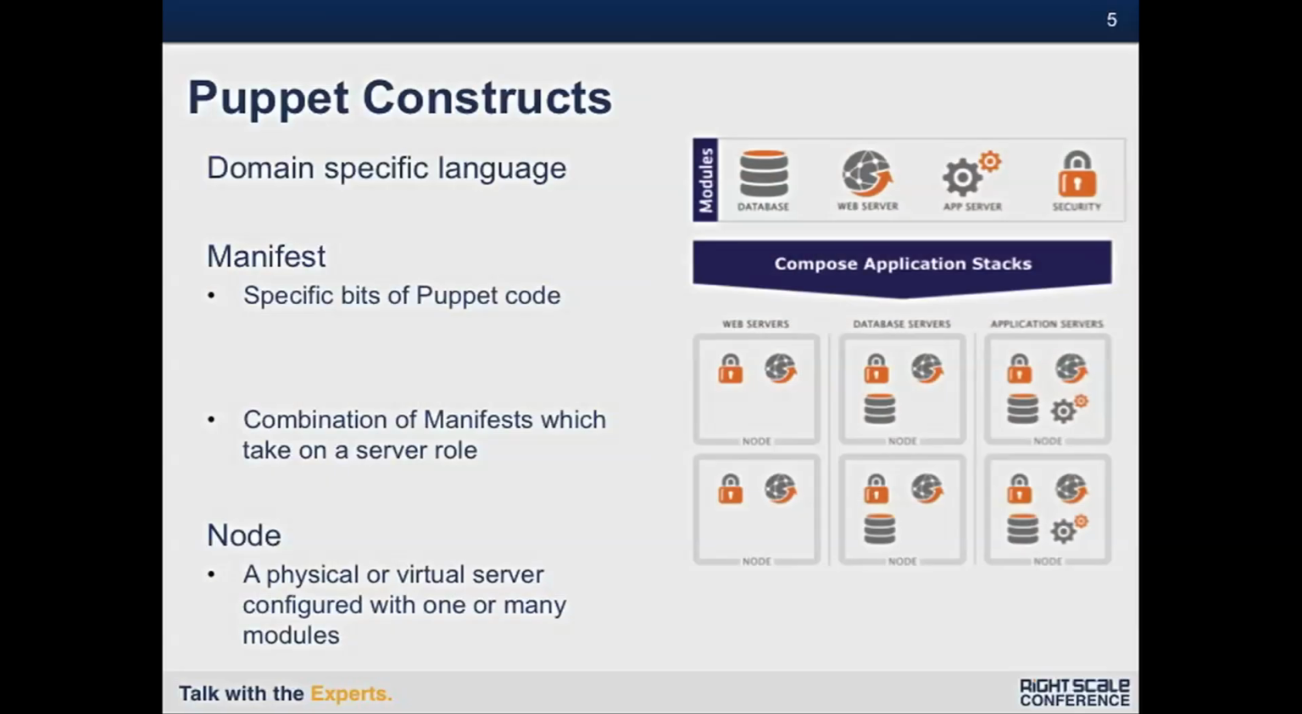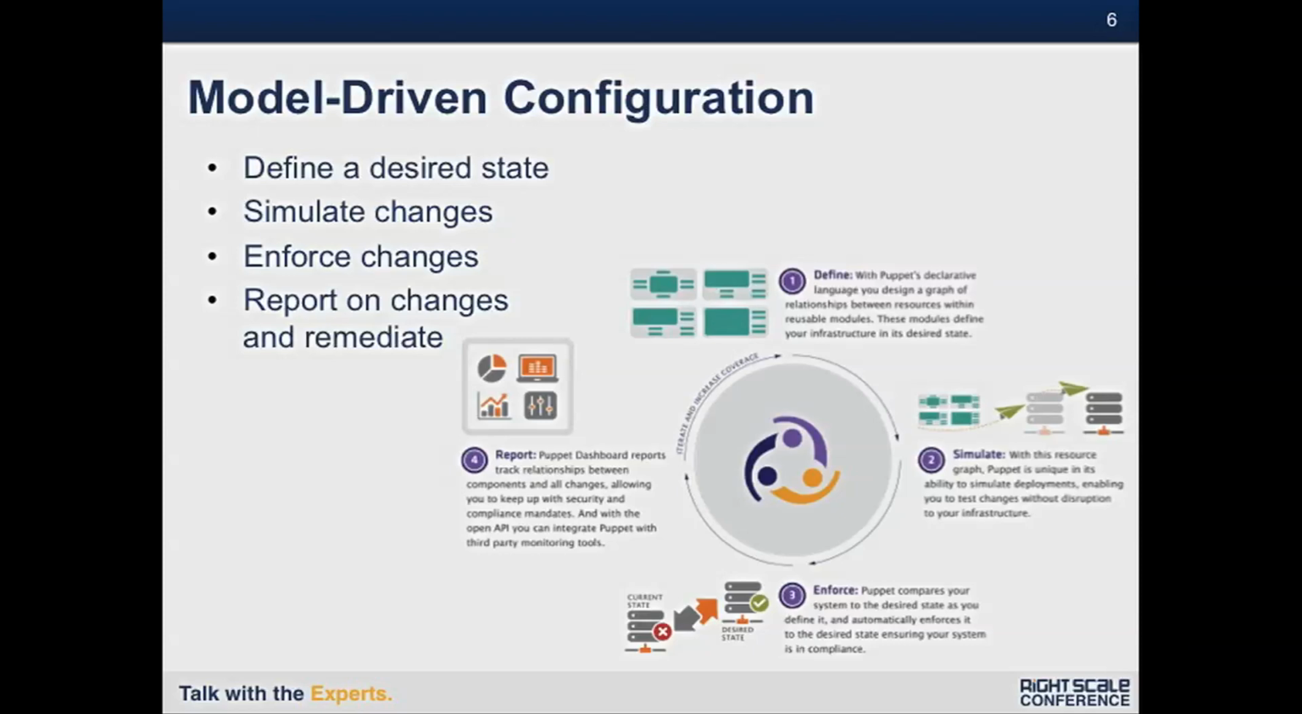So, some Puppet constructs and basic domain-specific language: manifests, modules, and nodes. It's a pretty standard model for model-driven configuration. These slides are going to be posted and the session is being recorded, so for any notes you want to follow up on, go to rightscale.com and you'll be able to reference this later. Model-driven configuration follows the ability to define, simulate, enforce, and report. It's a very cyclical process within the configuration level at Puppet, without having to worry about what you're doing in RightScale, but the ability to work with those two together is what's super powerful.